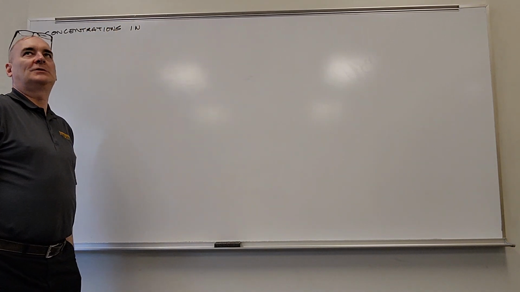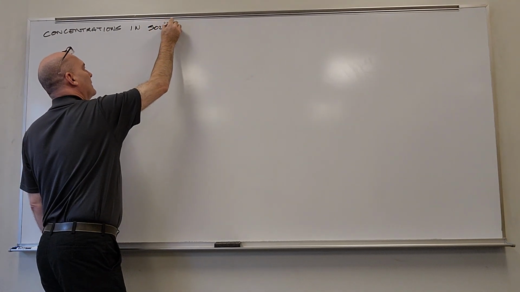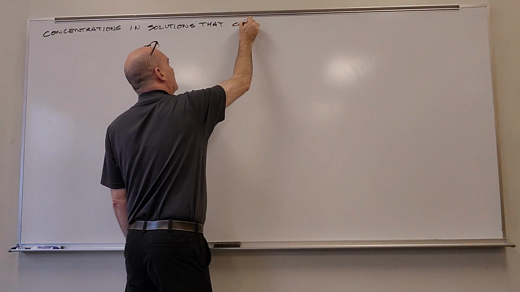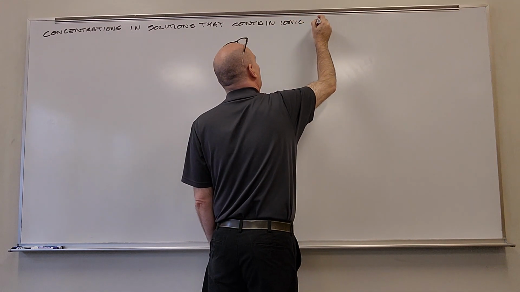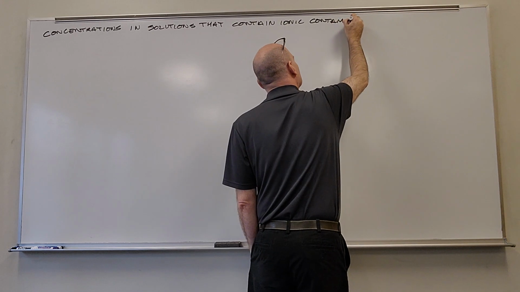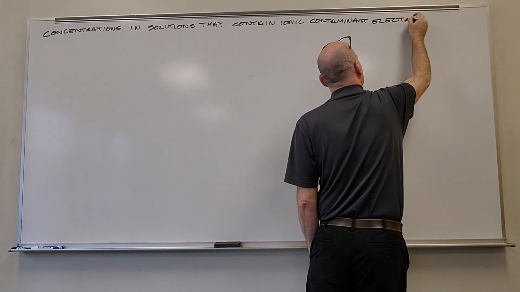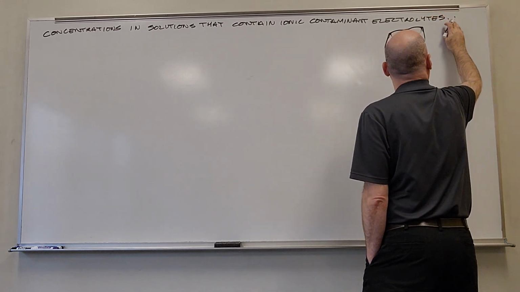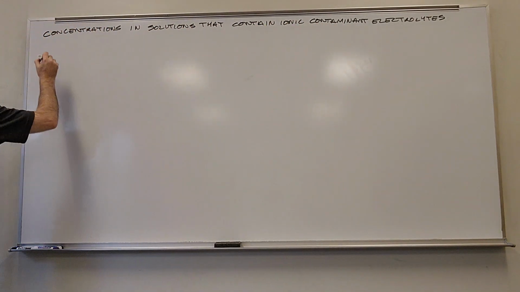So concentrations in solutions that contain ionic contaminants, I'm going to call them contaminants, electrolytes. Those concentrations deviate from the ideal value.